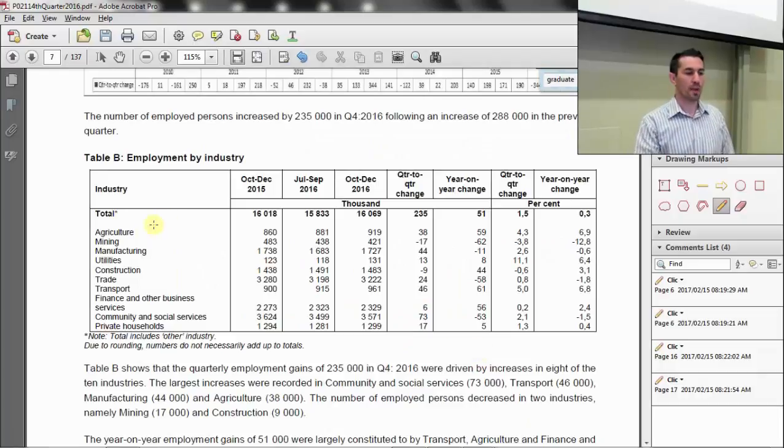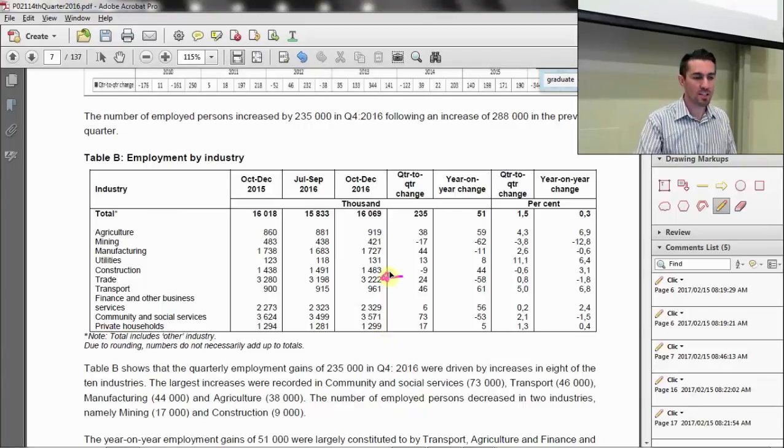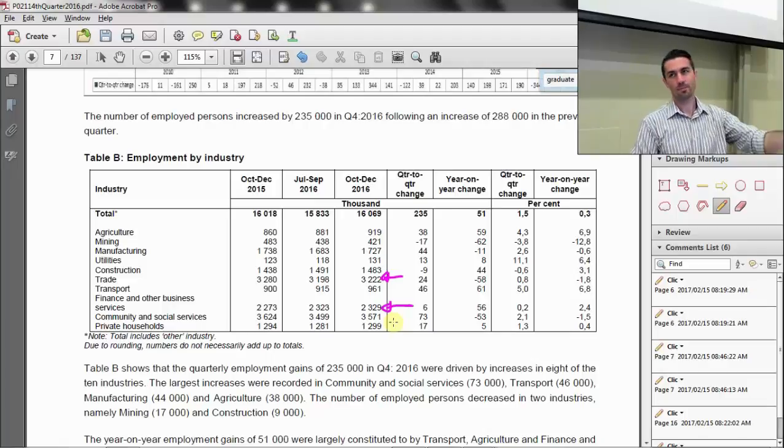Where do most people get employed in our economy? Where's the highest number? Trade, okay. Trade just basically means people doing business, right? What's the second highest? Financial and business services. That's accountants, lawyers, whatever, economists. Yeah? So the highest is community and social services. Yeah, you're right. That is true.